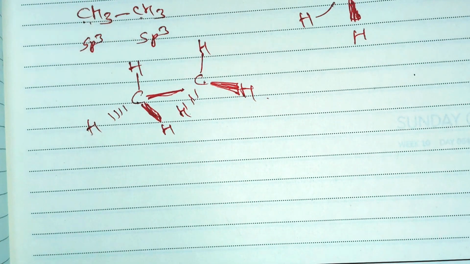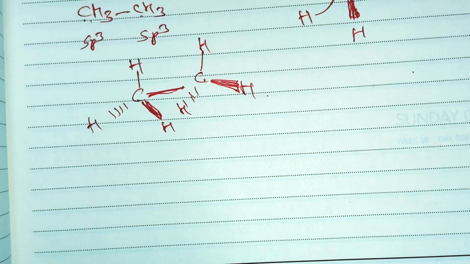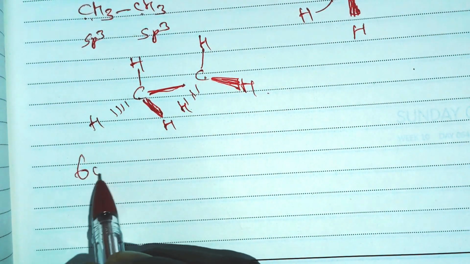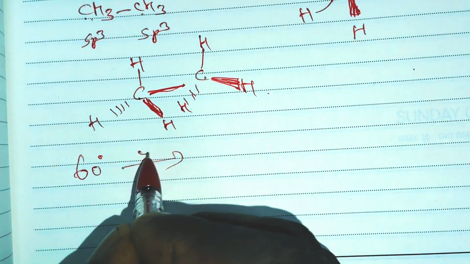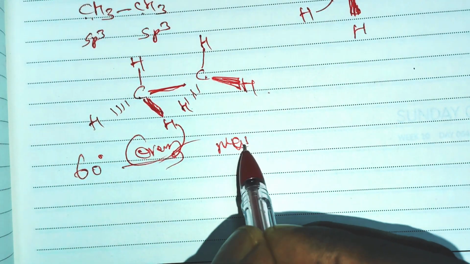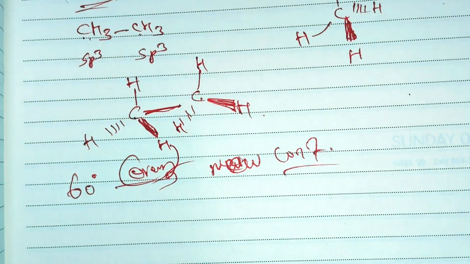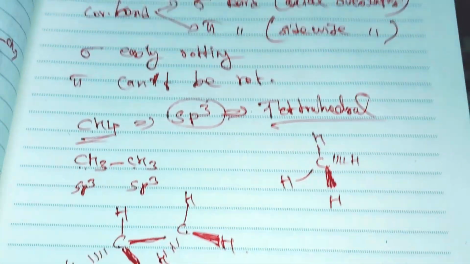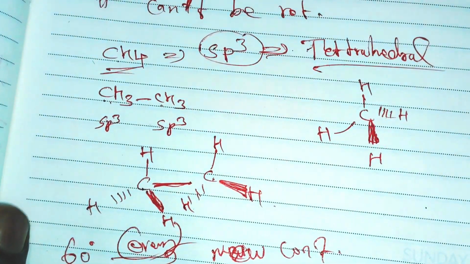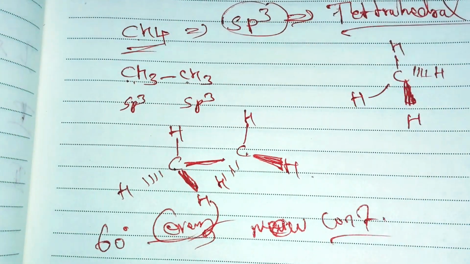For that reason, saturated aliphatic hydrocarbons can rotate easily, every 60 degrees. Every 60 degrees gives a new conformer. This is very important. There are two types of representation: one is the Sawhorse projection, and another one is the Newman projection. Step by step we can study both conformers.